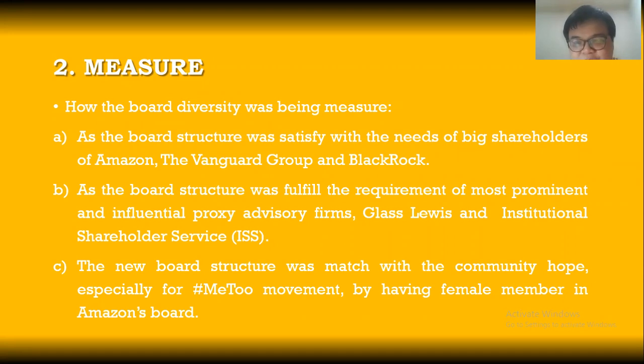To be measured, the first is whether the board structure satisfied the needs of the big shareholders of Amazon, which are the Vanguard Group and BlackRock. The second is whether the board structure fulfilled the requirements of the most prominent and influential proxy advisory firms, which are Glass Lewis and Institutional Shareholder Services, ISS. And a third measure that can be used is whether the new board structure matched the community's hope, especially for the Me Too movement, by having female members on the Amazon board.